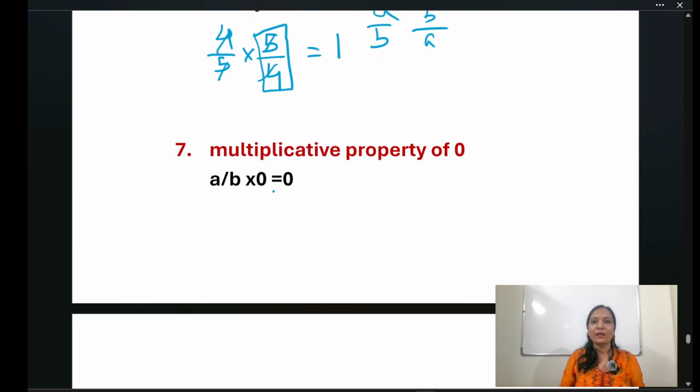So next come to multiplicative property of 0. If we take any number and multiply 0 with it, then definitely we will get 0. So this is under multiplicative property of 0. So these all are the different properties of multiplication for rational numbers.